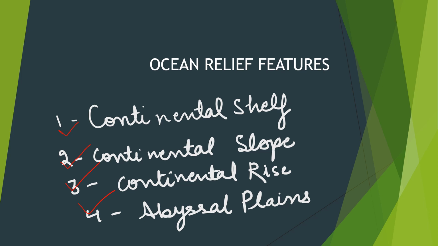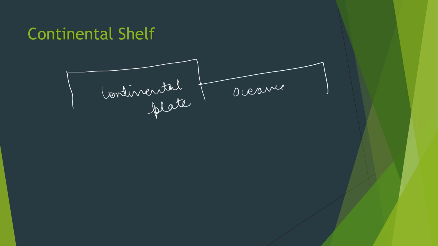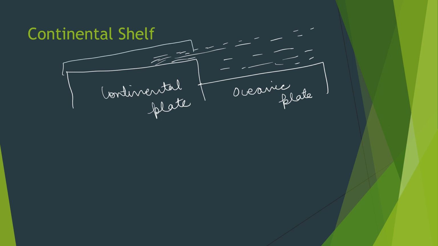Moving on, we are going to discuss these relief features here. And now the continental shelf. What is the continental shelf? Continental shelf is that part of the continent which is occupied by the sea. We can look at it in the figure. This is our continental plate, and the one next to it is the oceanic plate, the more dense plate. We have sea here. So this part of the continental plate is occupied by the sea. This is known as the continental shelf.